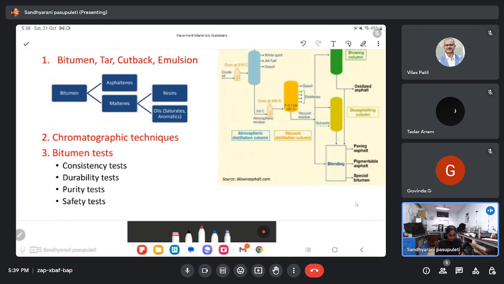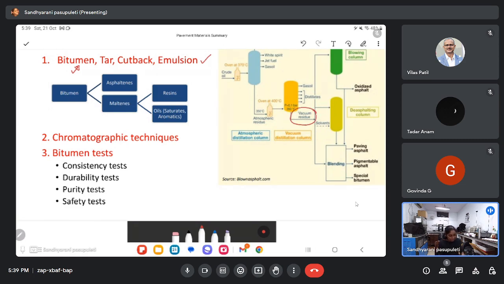In the third chapter, we discussed all bitumen related properties. Mainly bitumen, tar, cutback, and emulsion. These are the four kinds of bitumens, I should say. Bitumen is the pure bitumen that I have not processed or done anything extra to, which we usually obtain from the fractional distillation of crude oil. We have the crude oil with us. We subject this crude oil to atmospheric pressure at one stage, then later to vacuum at another stage. At the end, whatever residue remains, we call it bitumen.